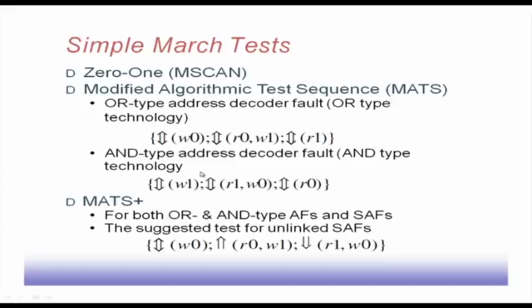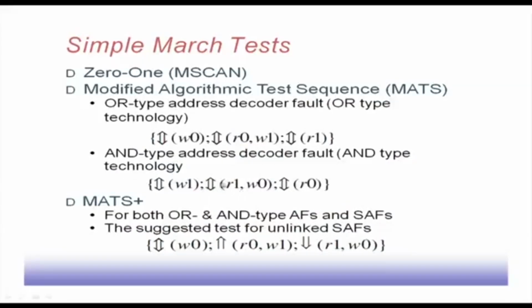Similarly, AND type technology means the contents of the two selected cells will be ANDed to get the final output. For that situation, this particular sequence does the job. First we write all 1s, then read 1 and write 0. It will modify the second cell also to 0 when we write 0 on the first cell. So it will also modify the other selected cell, which will also become 0. So this read 1 will fail in that case. So we see that for OR type and AND type, this MATS algorithm can detect the address faults.